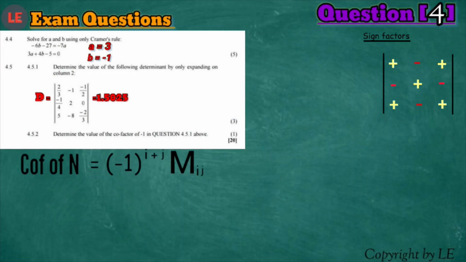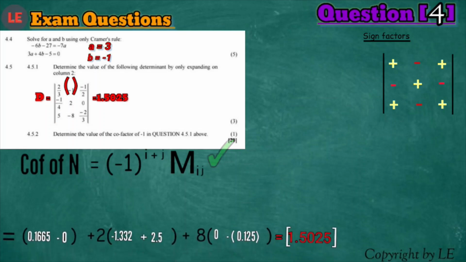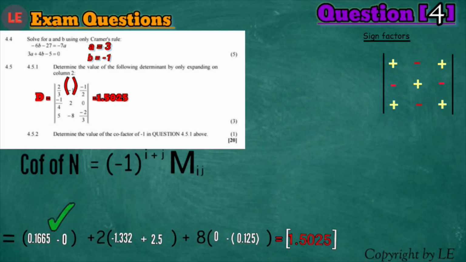4.5.1. Then, on 4.5.2, we are instructed to determine the value of the cofactor of this negative 1. Well, we apply this expression to find the cofactor. Then, the minor associated with negative 1 is this first group, which gave us a value of 0.1665 as the value of the minor associated with this negative 1.